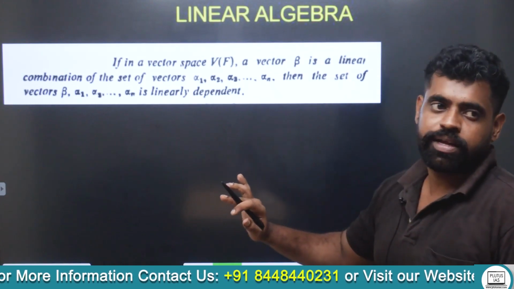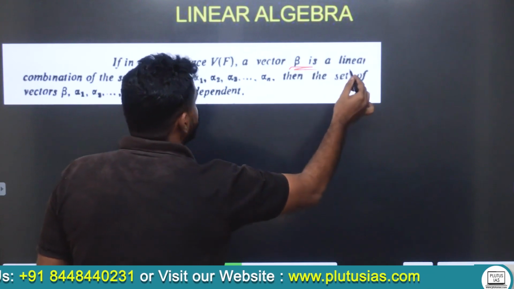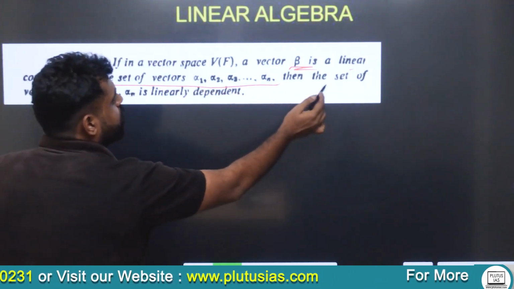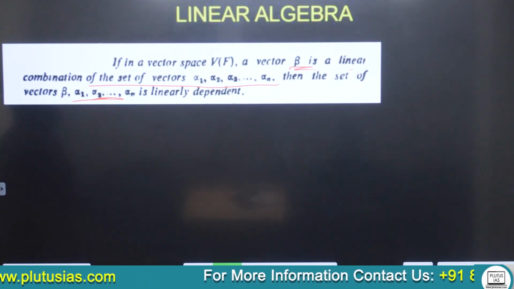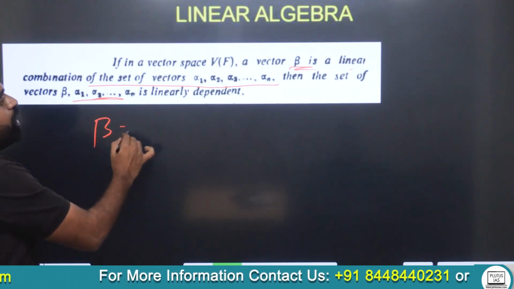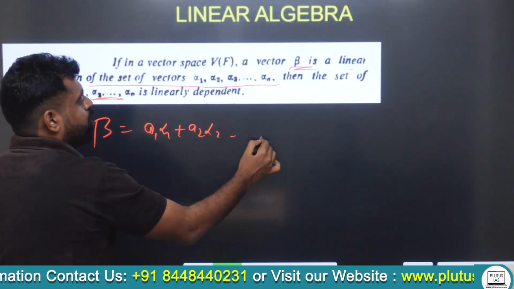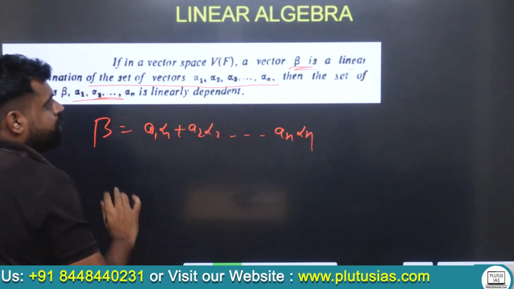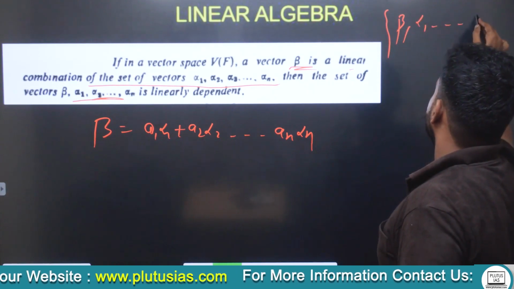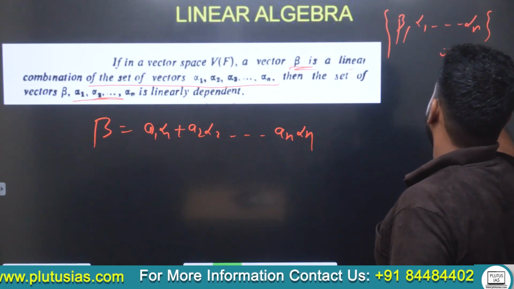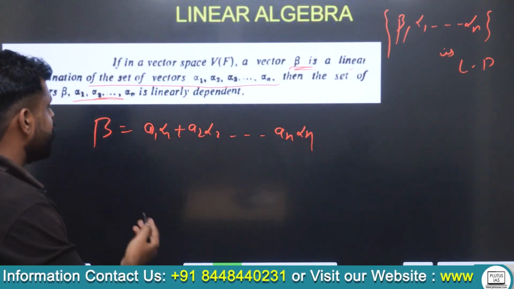Again the same thing, clearly same thing. It says that in a vector space, a vector beta is a linear combination of vectors, then the set is linearly dependent. Easy thing. It says that beta is linear combination of a1 alpha 1 plus a2 alpha 2 dot dot dot an alpha n, then the set beta, alpha 1, alpha 2, alpha n is LD. Okay, LD. Clearly it is linearly dependent.